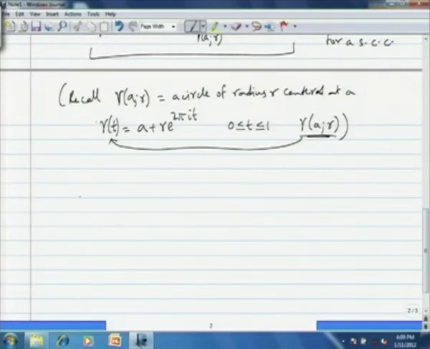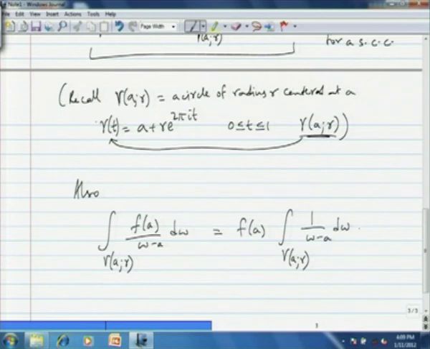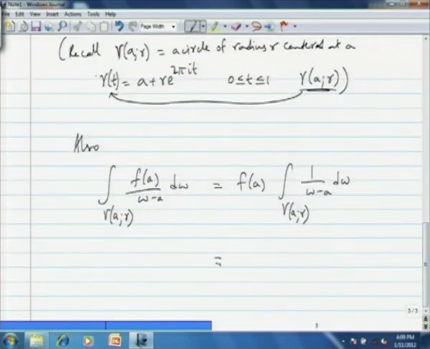And also, the integration over gamma a r of f of a by w minus a dw is equal to f of a times the contour integral over gamma a r, the circle of radius r about a, of 1 by w minus a dw, essentially because f of a is a constant. And this is equal to f of a times 2 pi I, because recall that this is the fundamental integral which we computed a few sessions ago.